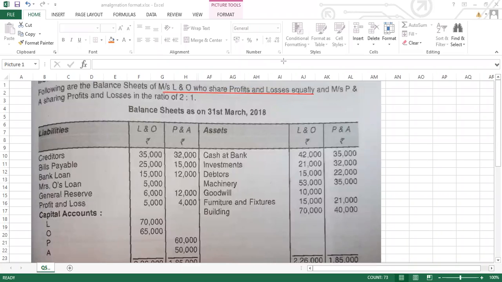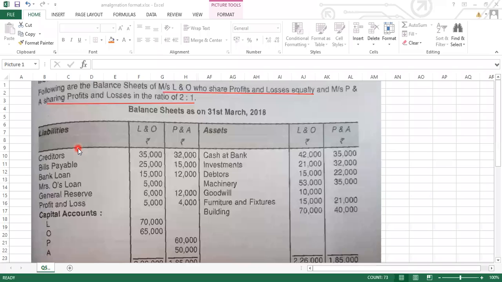Okay, this is for the first firm. And Messrs P and A are sharing the profit and losses in the ratio of 2:1. So when we post the second firm, at that time we will see that their ratio is 2:1. So in this we have two ratios given. One is equal, another one is 2:1. So be careful while writing the sum. For the first firm, divide equally; for the second firm, take the ratio of 2:1.